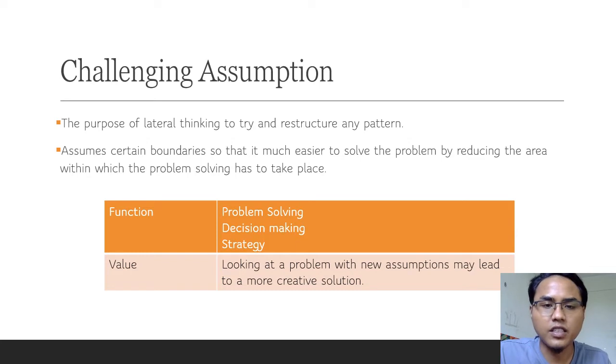The function of the challenging assumption is to solve the problem, to make the decision making, and to plan the strategy. The value of this challenging assumption is looking at the problem with the new assumption and may lead to a more creative solution. So it says that we can use the challenging assumption as the way to create a more creative solution to solve our problem.